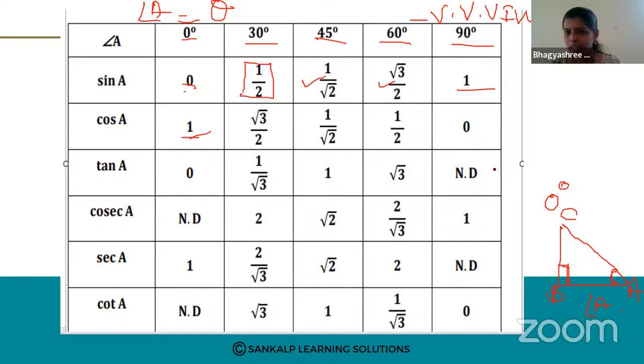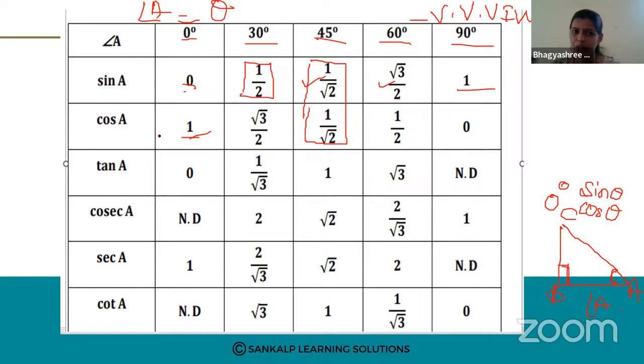Another one I want to tell you: in an MCQ question, in which value of theta will sin theta and cos theta remain the same? For which value of theta are sin and cos the same? It means 45 degree. So observe carefully. Sin 45 is 1 by root 2, cos 45 is 1 divided by root 2. Okay, yes.